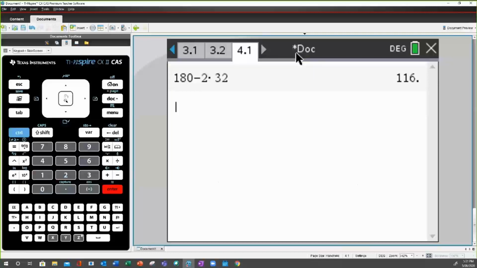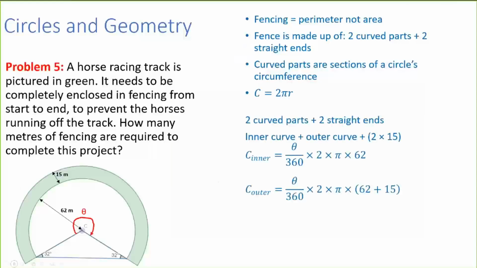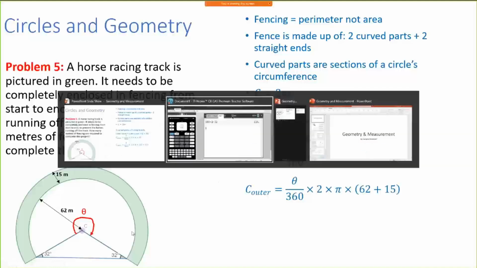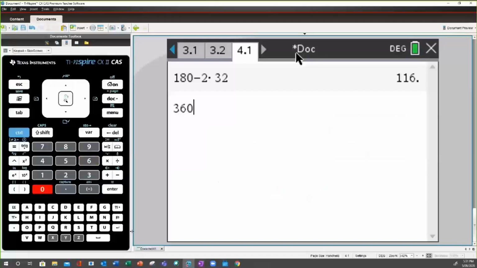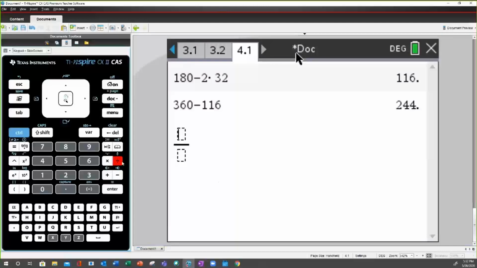Now to work out our theta, we've got 116 as the missing angle in our triangle. Theta is 360, a full rotation, minus 116. So there we go, our angle is 244. That helps us a lot with the proportion of the circle we've got. So I'm going to put 244 degrees out of 360, the proportion of the circle we have, times the formula for the circumference of a full circle.